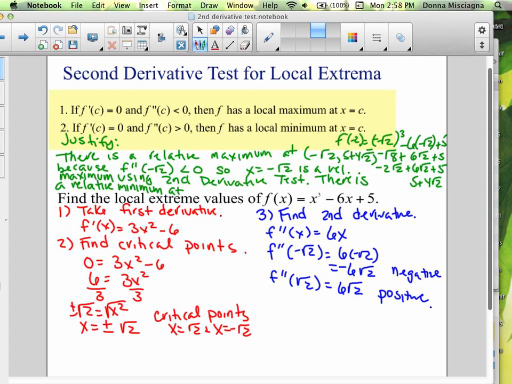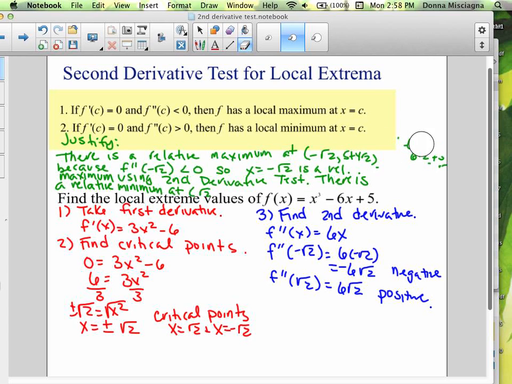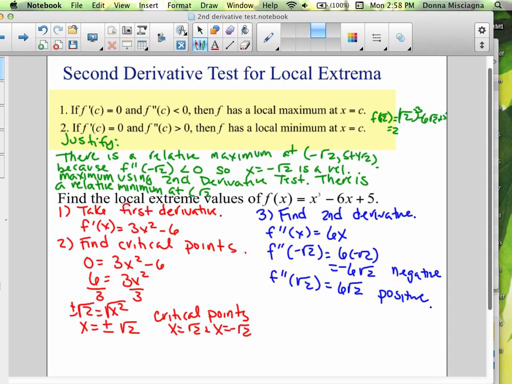At square root of 2. All right, so I'm going to erase this. I don't have room for it. If we plug in the square root of 2, we would have f of square root of 2 is square root of 2 cubed minus 6 square roots of 2 plus 5. That's going to be 2 square roots of 2 plus 6 square roots of 2 plus 5. So that's going to be 8 square roots of 2 plus 5, or 5 plus 8 square roots of 2.